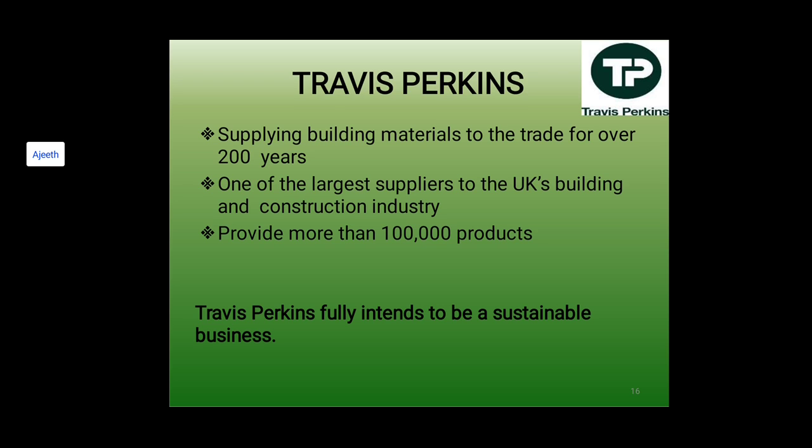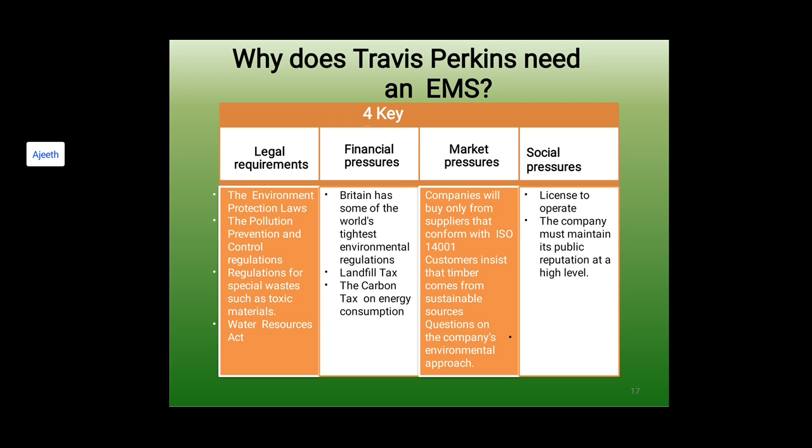It has provided more than lakhs of products, right? So Travis Perkins fully integrated to sustainable business. So why actually Travis Perkins needed an EMS? Basically for the legal requirements, right? Because of the financial pressures, market pressures and social pressures.